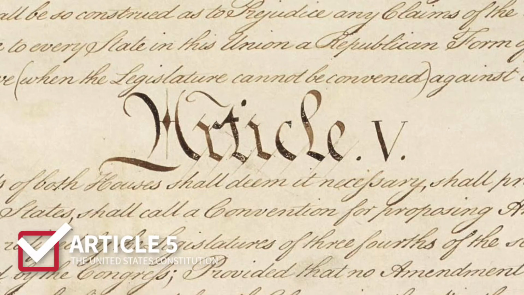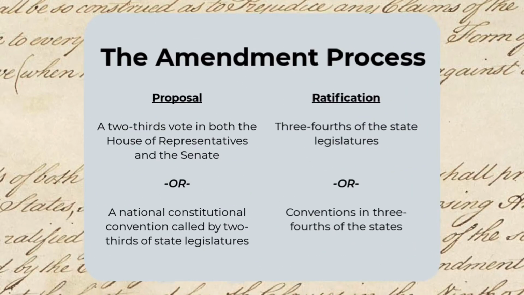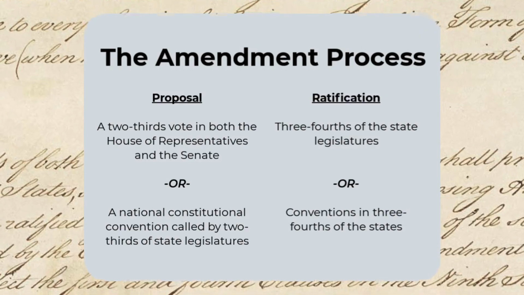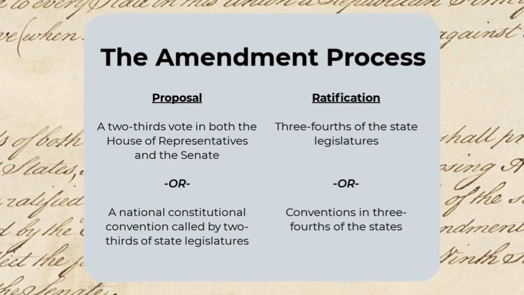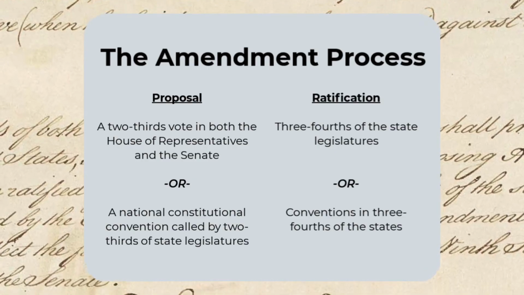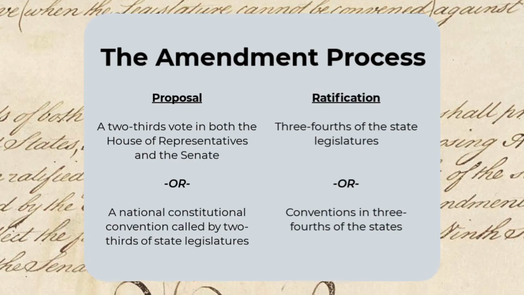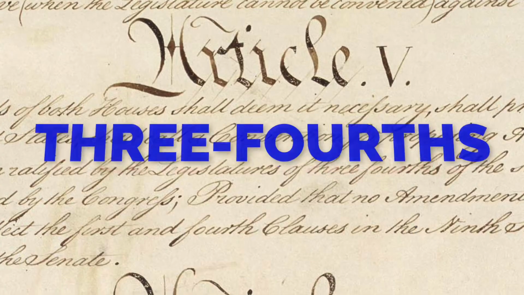Article 5 outlines the amendment process, ensuring the adaptability of the Constitution. An amendment can be proposed by either a two-thirds vote in both the House of Representatives and the Senate, or by a national constitutional convention called by two-thirds of state legislatures. Once proposed, the amendment must be ratified by three-fourths of the state legislatures, or by conventions in three-fourths of the states, depending on the mode Congress chooses. Just remember, two-thirds to propose, three-fourths to ratify.